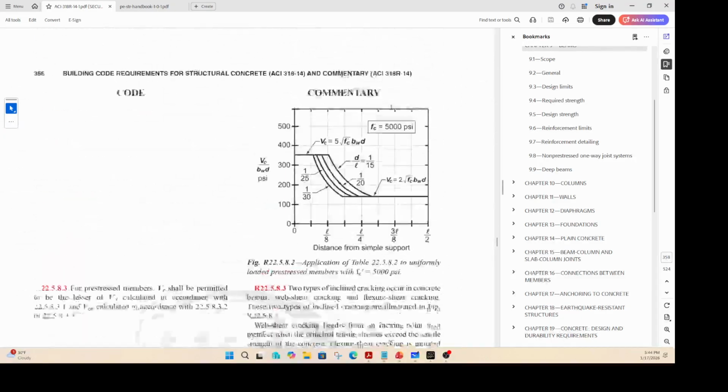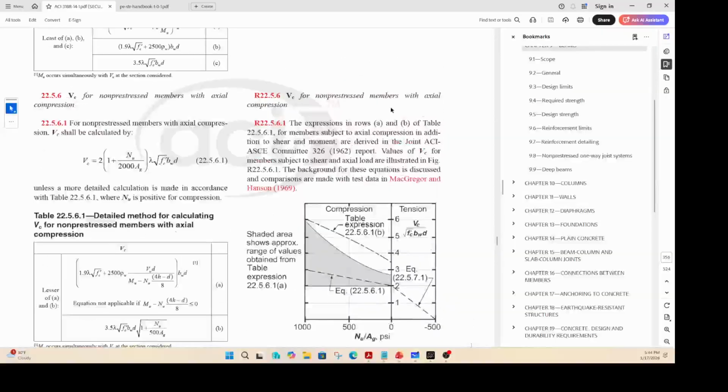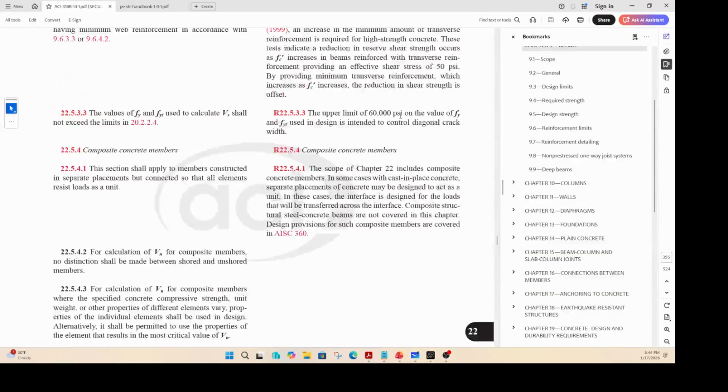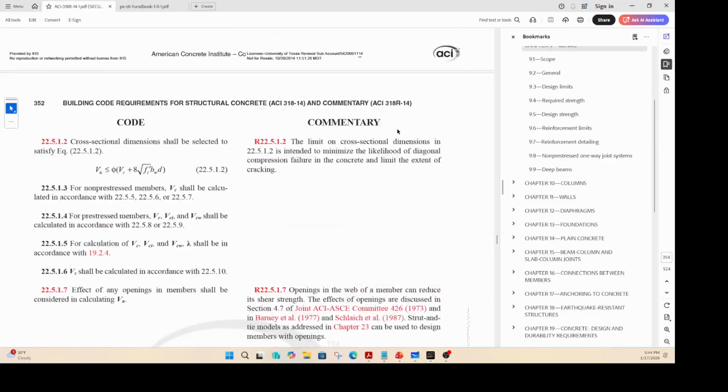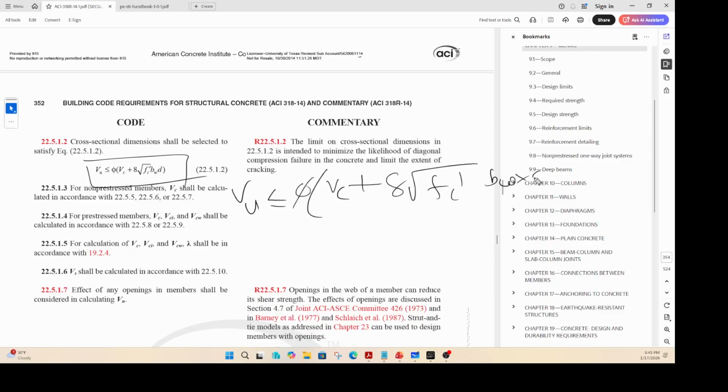Okay, so your Vc value has to be calculated as 2 lambda root Fc prime Bw D, right? So Vu should be less than phi times Vc. Vc you know how to calculate, but the upper limit for Vs is 8 root Fc prime Bw into D. Okay. So if the Vs value that you calculate is less than this particular upper limit, then you use that.